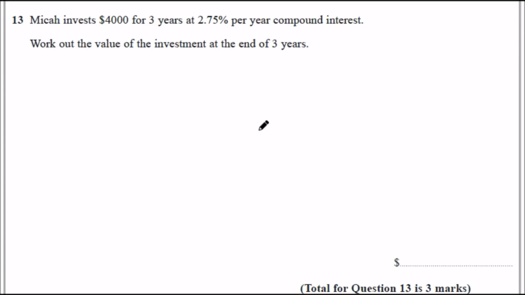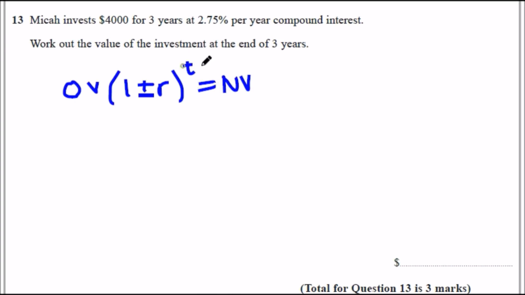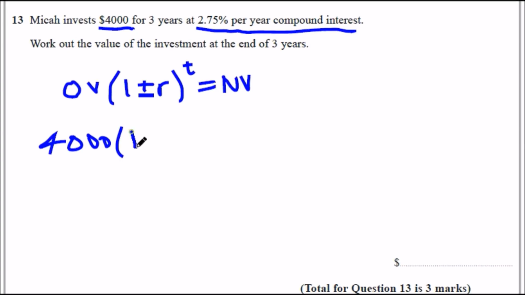So just like the percentage one, it's going to be the original value times the multiplier, which is 1 plus or minus r, depending if it's increasing or decreasing, and it'll equal the new value. And the difference with this one is there's going to be a time variable here, t, which represents the number of years or periods. So we have all the details. We have the initial investment, which is 4,000. We have an increase of 2.75%, so 1 plus 2.75%, and it's all raised to the power of 3 years.